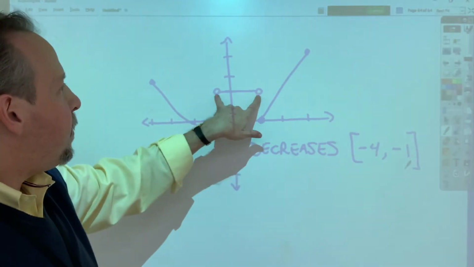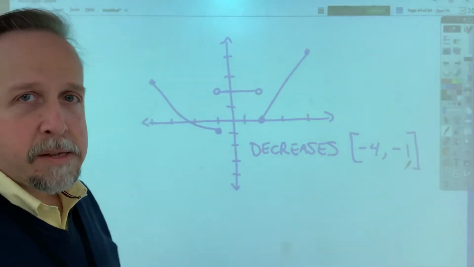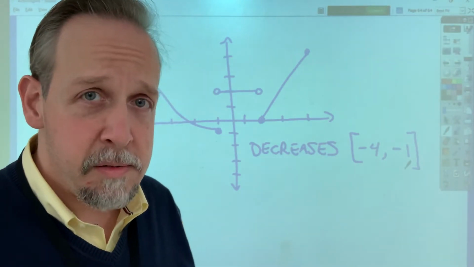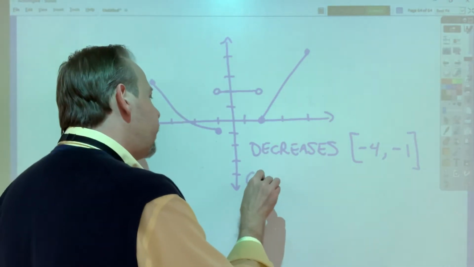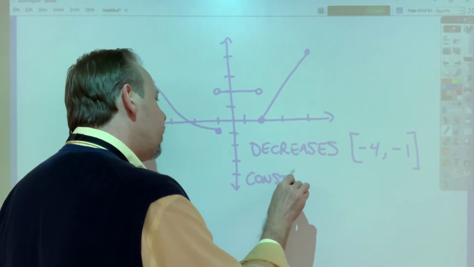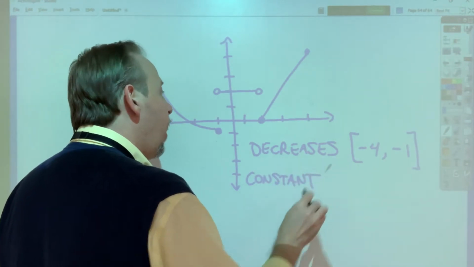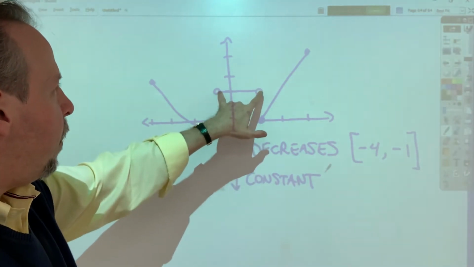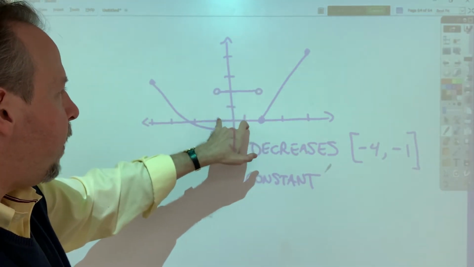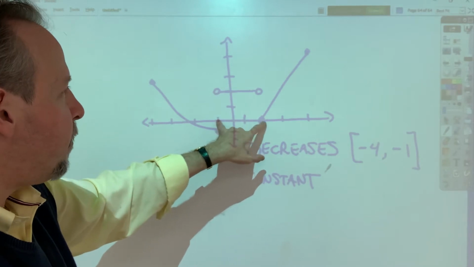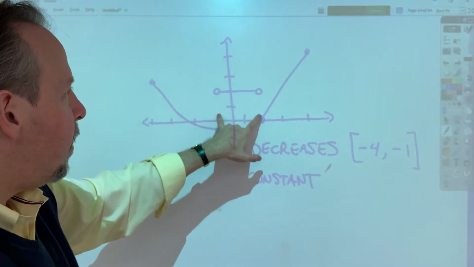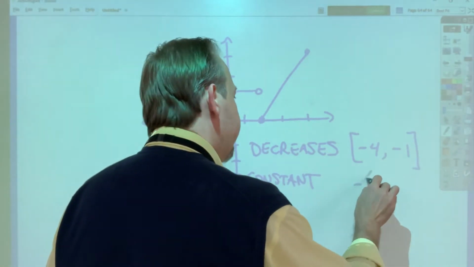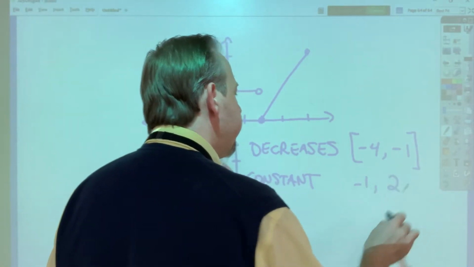The next piece we have is flat. It's not rising, it's not falling. We call that constant. So our function is constant on that interval. Now, what are the x values we're looking at? Well, on this interval, from an x value of -1 to an x value of +2, it is constant. So we'll say -1 to +2.